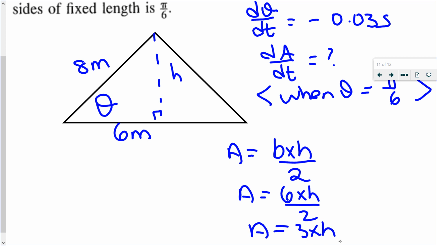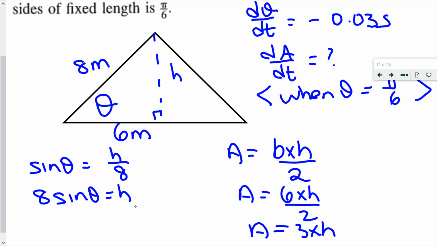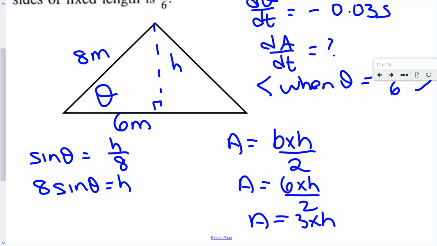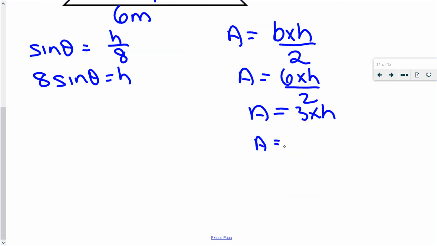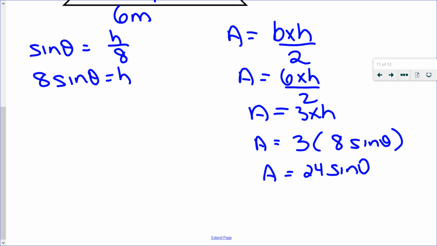But I want my height in terms of theta. So let's look at my triangle. I have an opposite over a hypotenuse, which is sine. So sine of theta is opposite over hypotenuse. Times both sides by 8, and I get 8 sine theta is equal to height. So I'm going to use that for my height. So area is going to be 3 multiplied by my height, which is 8 sine theta. So area is 24 sine theta.